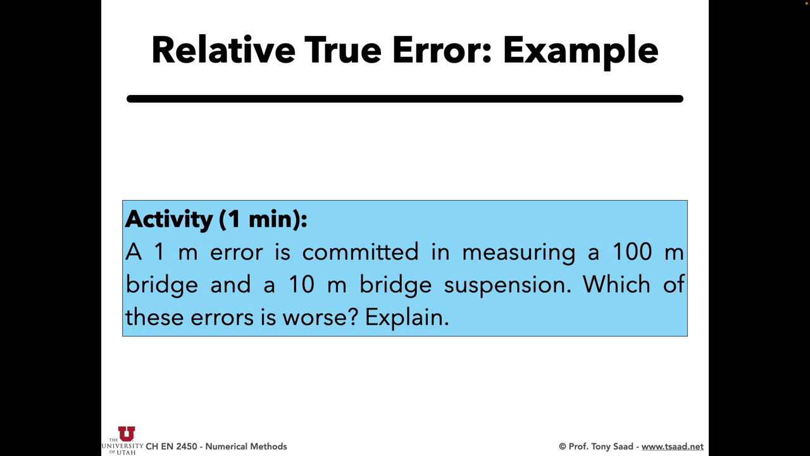So now we're going to do this example. A 1 meter error is committed in measuring a 100 meter bridge and a 10 meter bridge suspension. So same error, we have a device that is notoriously known to commit a 1 meter error in anything it measures. So we use it to measure a 100 meter bridge and we use it to measure a 10 meter bridge suspension. So which of these errors is worse? Okay.